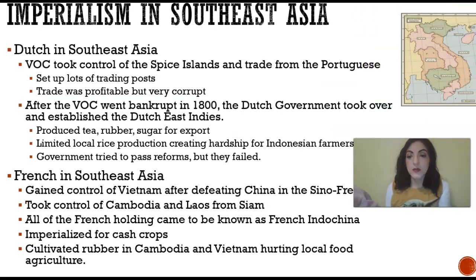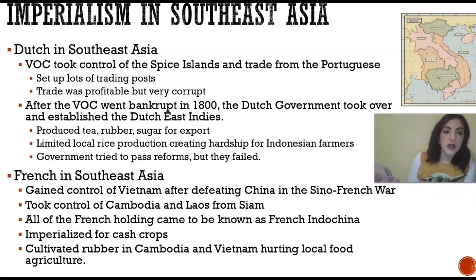Okay, so imperialism in Southeast Asia. You have the Dutch in Southeast Asia. The VOC, the Dutch East India Trading Company, took control of the Spice Islands from the Portuguese. They set up a lot of trading posts, but it was very, very corrupt. Remember I told you guys you just pay them under the table and you don't have to pay the government directly, so there was corruption, some shadiness going on.